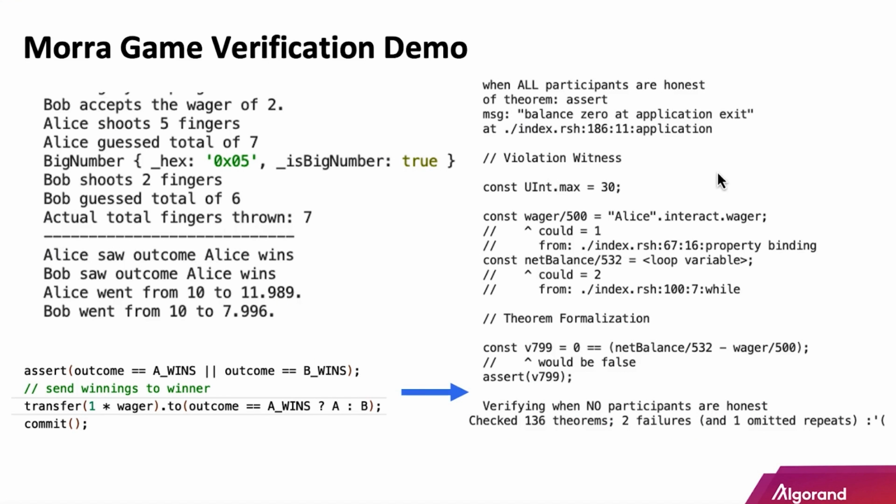So there's a verification. So what you see here is the output of running this Mora game. So you can see Bob wagers, there's a wager usually involved. Then Alice, say, shoots 5 fingers, guesses a total of 7. Bob shoots 2 fingers, guesses a total of 6. Actual fingers thrown 7, so Alice wins the wager. But right now the code says transfer 2 times the wager because each of them wagers an amount. But if you change it to 1, what happens here?